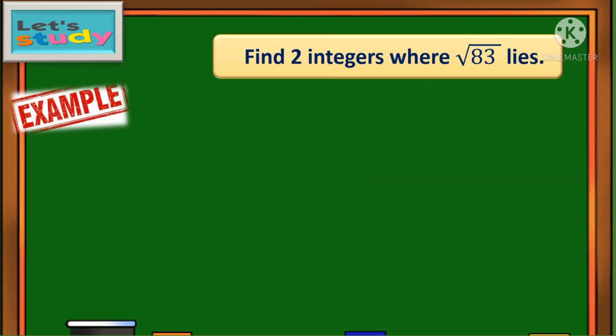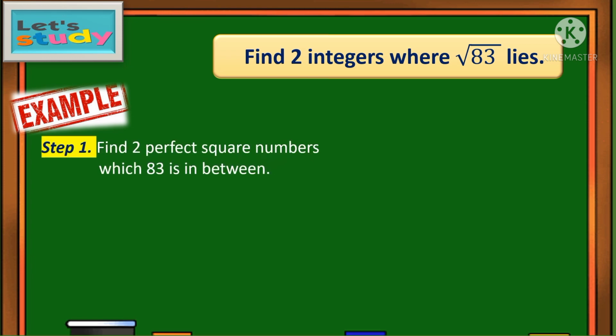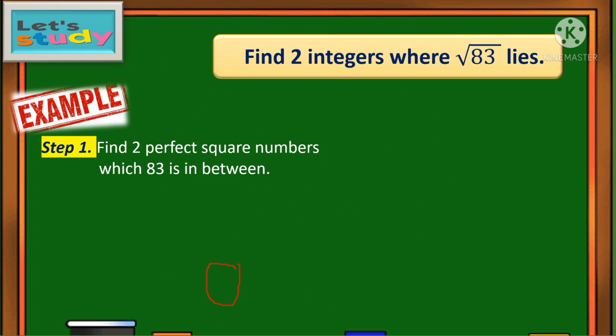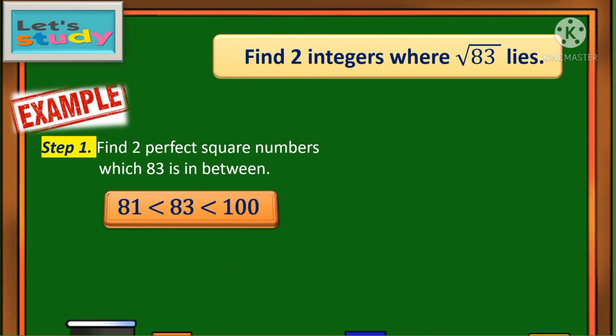Okay, for our next example, find two integers where the square root of 83 lies. So, again, find two perfect square numbers which 83 is in between. Hanapin natin si 83 sa ating chart. Nasan ba dyan si 83? Ayan, nasa gitna siya ni 81 at saka ni 100. Pero mas malapit siya kay 81, tama? So, ibig sabihin, nandun lang siya kay 81 and 100. Si 83 is greater than 81 but less than 100.